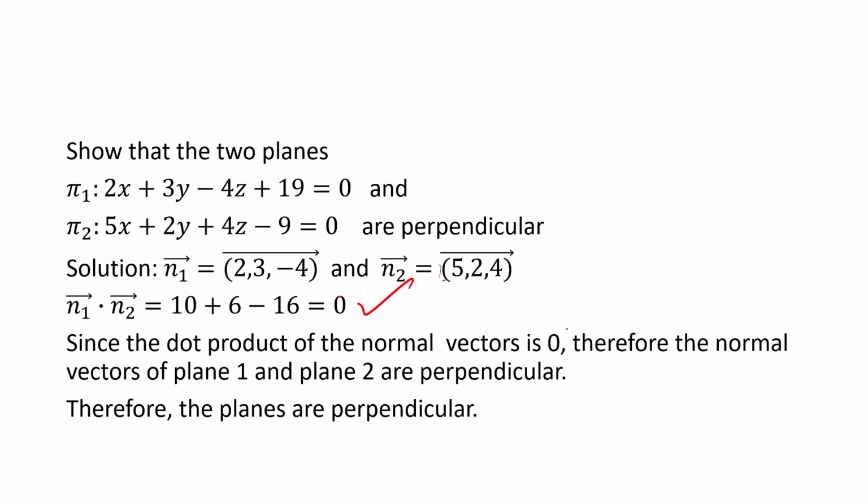So, since the dot product of the normal vectors is 0, therefore the normal vectors of plane 1 and plane 2 are perpendicular to each other, therefore the planes themselves are perpendicular to each other.